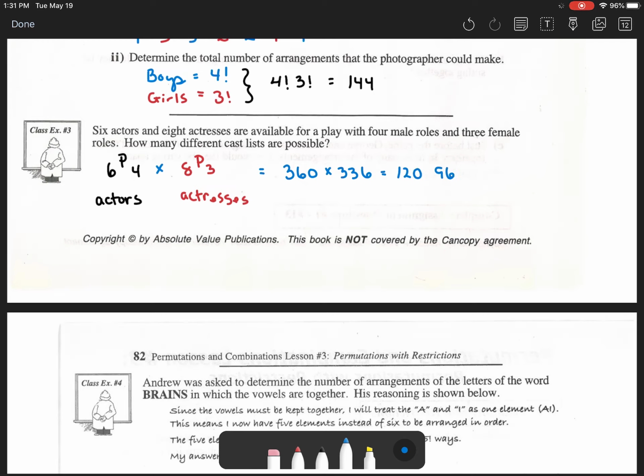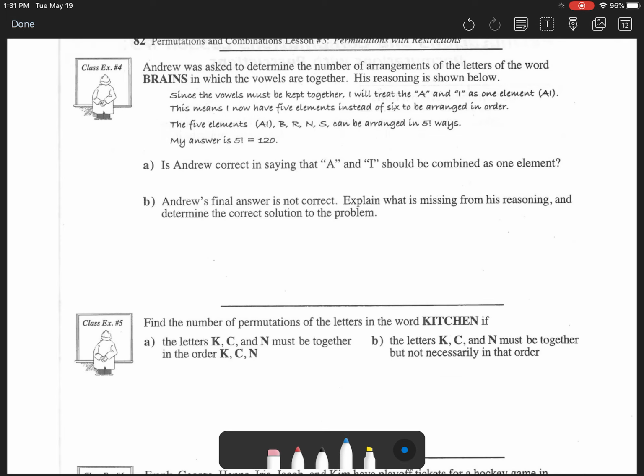Now on the next page, it says Andrew is asked to determine the number of arrangements of the letters of the word brains, in which the vowels are together. That's the key thing in this question. They're saying the vowels have to be together. That's a restriction. His reasoning is shown below. Since the vowels must be together, he's going to treat A and I as one element. So he sticks them together, and that is what we are going to do in these questions.